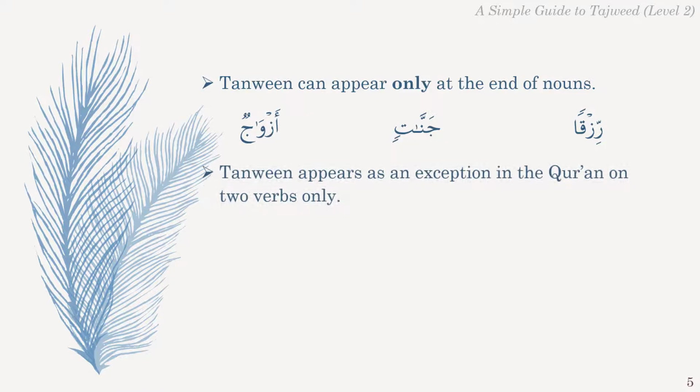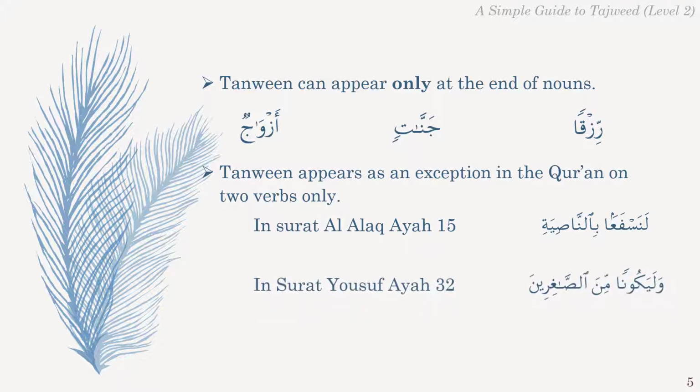However, Tanween appears as an exception in the Quran on two verbs only. In Surah Al-Alaq, ayah 15, لنسفعا بالناصية. And in Surah Yusuf, ayah 32, وليكونا من الصاغرين.